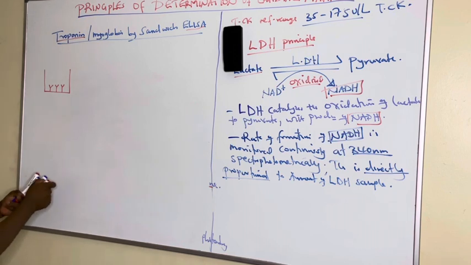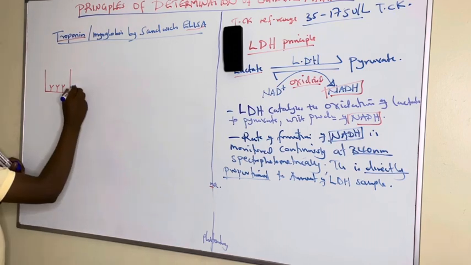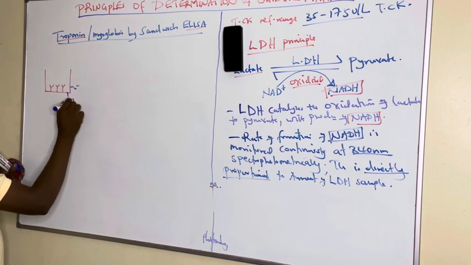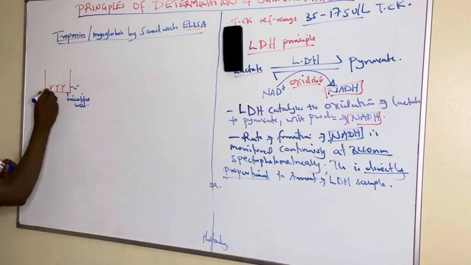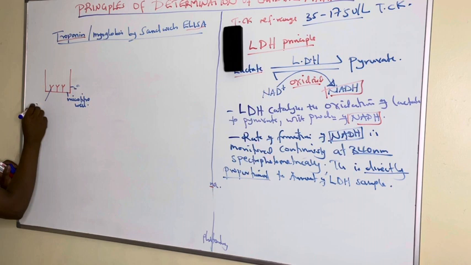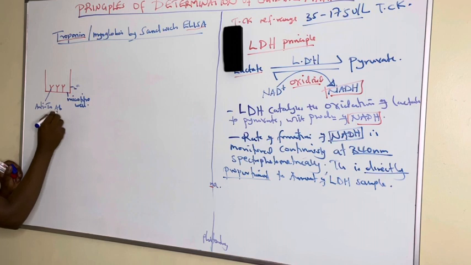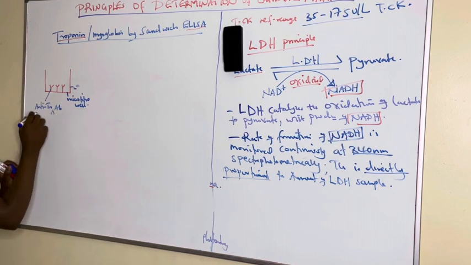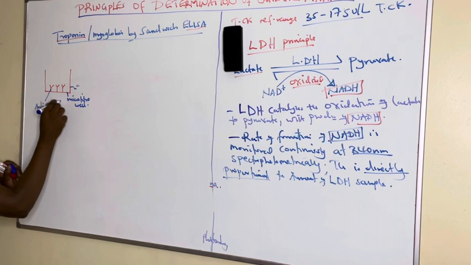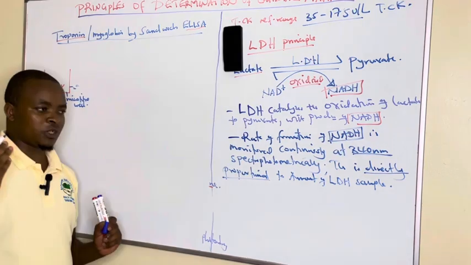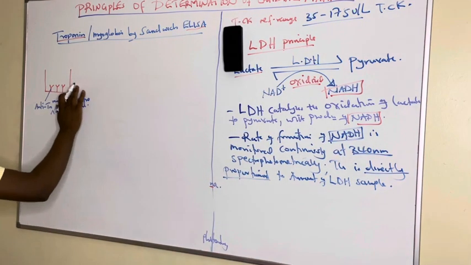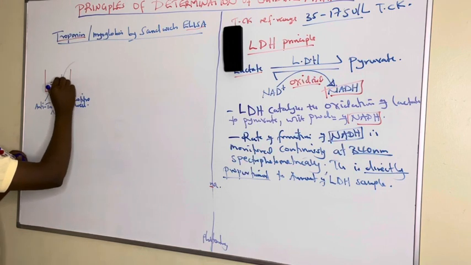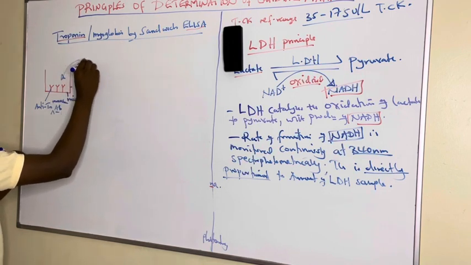we are going to see that this microtiter well is pre-coated with troponin antibody, what we call anti-troponin monoclonal antibody. So we have it already pre-coated with monoclonal. So what we do, our role is to add the sample. We come and add our sample.